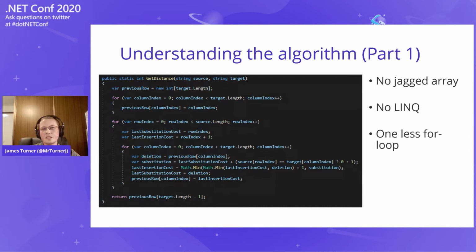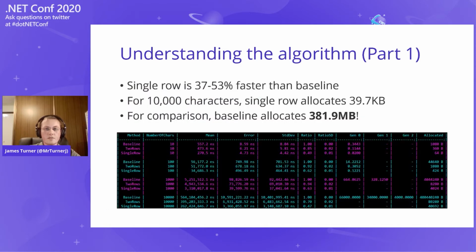Here's an example of what that might look like in C#. While the link usage would have contributed to our allocations, the biggest win here is the lack of the jagged array itself. We also gain a small benefit from removing one of our data initialization loops. So what effect does this have on our allocations? Our single row variant is significantly faster than our baseline. We've removed over 99.9% of the allocations in our 10,000 character example, and this calculation performed far faster.